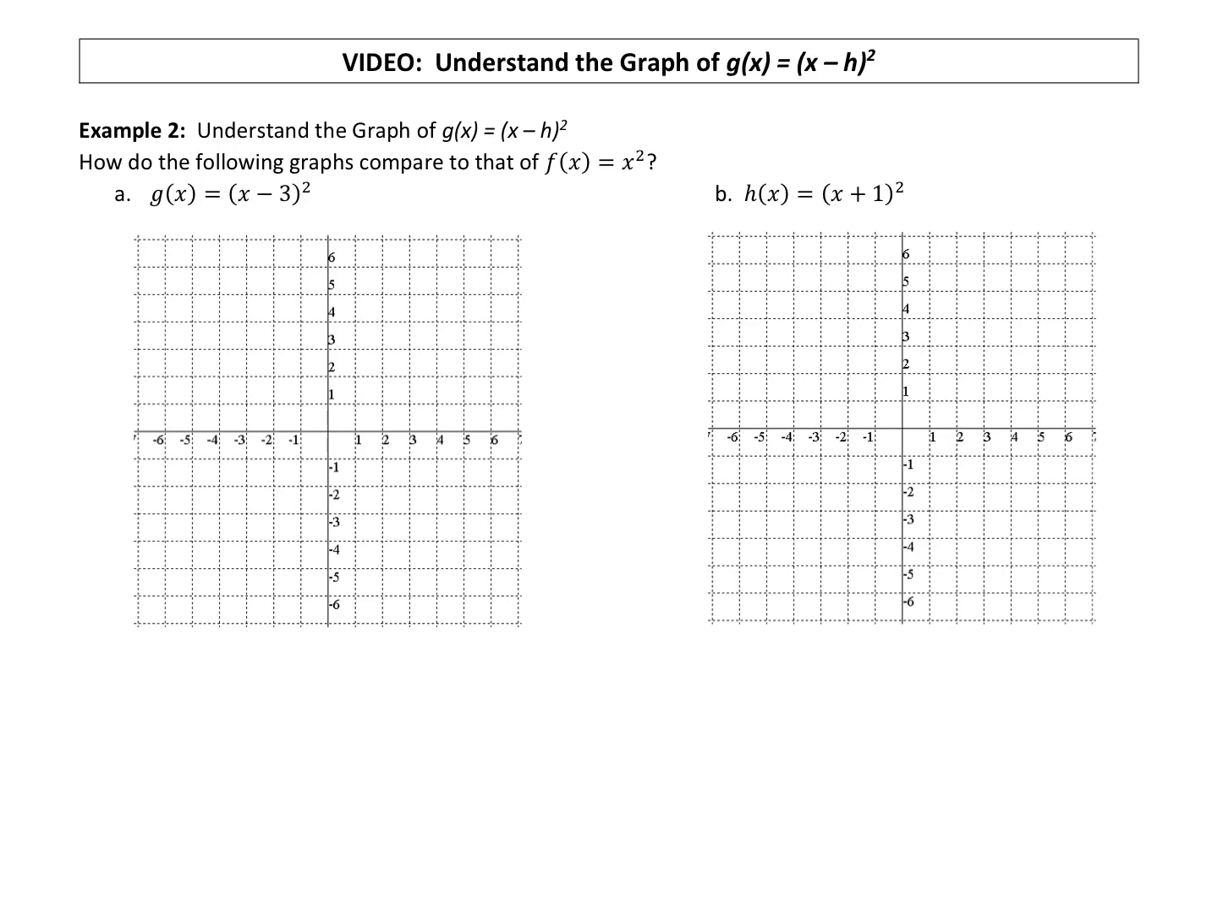Okay, so in our next example, we're going to still work with our vertex form, but this time we're going to see a change inside the parentheses with the x. So what happens if you add or subtract a number from the x inside parentheses? How does that compare to our parent function of x squared?